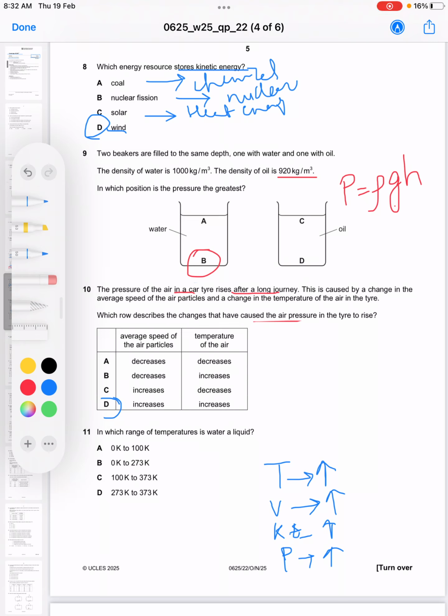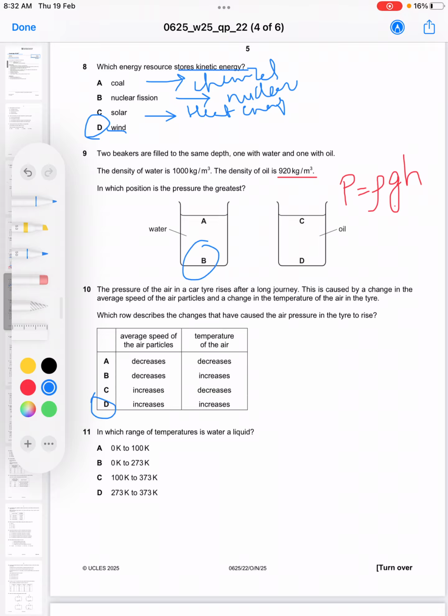Okay, now come to question number 11. In which range of temperature is water a liquid? So we all know that for water to be liquid, it must be in the range of 0 degrees Celsius to 100 degrees Celsius. Above 100 it starts boiling, meaning it is moving to the gaseous state, and below 0 degrees Celsius it is moving to the solid state, right?